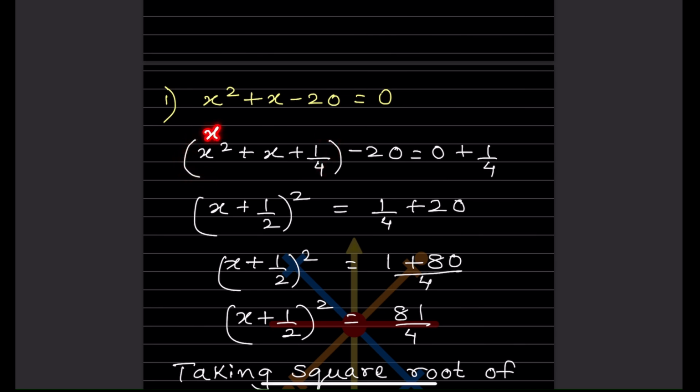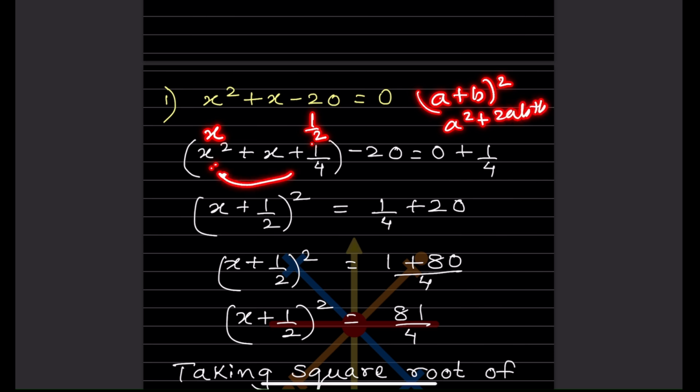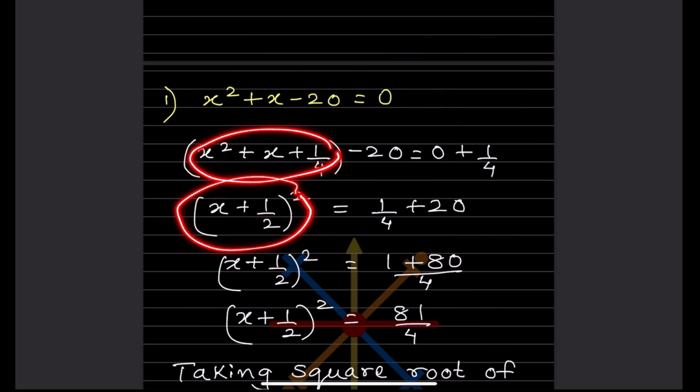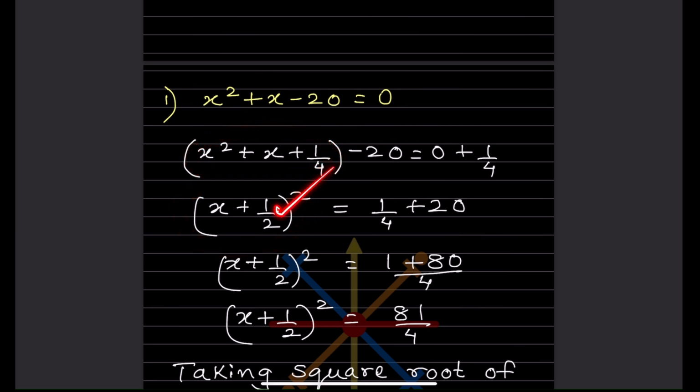Now see here, we are going to write this x square, x, and this will be 1 by 2. You know that a plus b whole bracket square is a square plus 2ab plus b square. So when you expand this one, you will look at the first term and the last term. This is x and this will be 1 by 2, because 1 by 2 square is going to be 1 by 4. So when you expand this whole thing, you are going to get the same thing over here. You can just have a look at it.